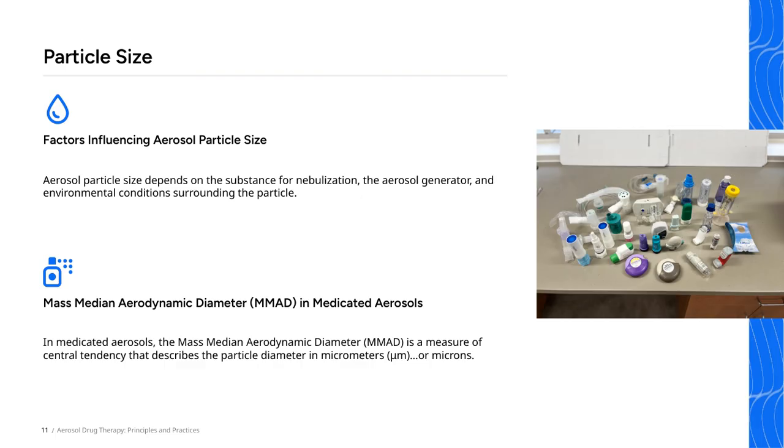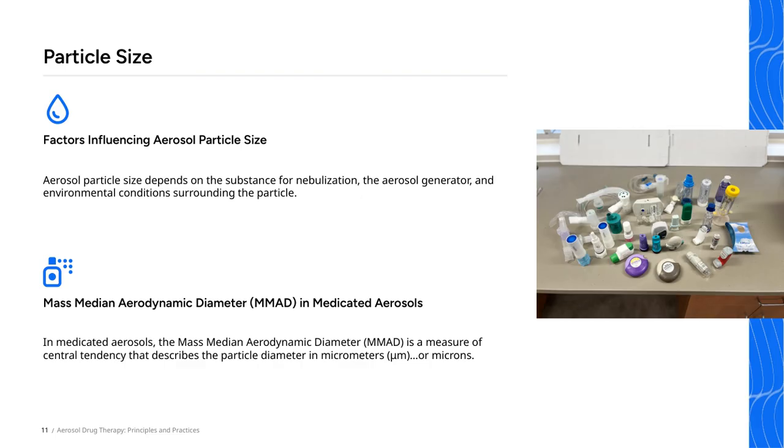the therapy. When we consider aerosol particle size, it's not just about the MMAD alone. Several factors come into play. For example, the substance being nebulized can affect particle size. Some substances tend to produce smaller particles, while others create larger ones. The type of aerosol generator used also makes a difference, as different devices are designed to produce specific particle sizes. And finally, environmental conditions, such as humidity and temperature, surrounding the particles can also influence their size and behavior.